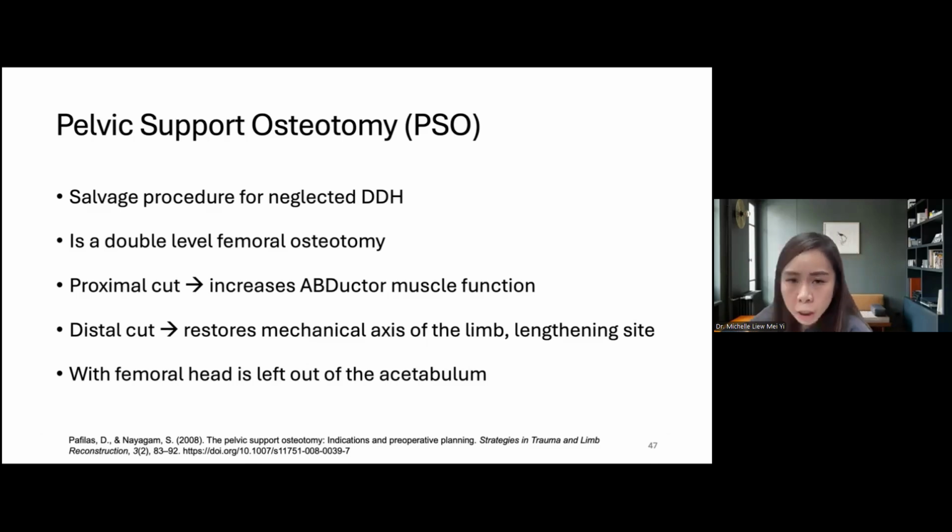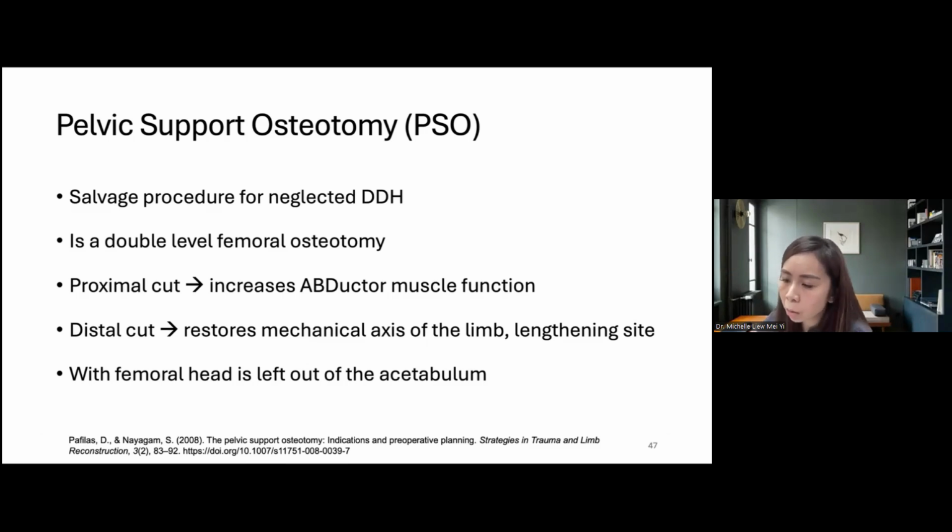So the next type of procedure that we could offer to patients would be a pelvic support osteotomy in cases of neglected DDH. So why neglected DDH again? It normally occurs in patients who were unable or whose parents were unwilling to seek appropriate medical treatment when the patient was younger, despite the patient limping. Sometimes neglected DDH can occur when parents lack sufficient knowledge to actually detect the problem in their children, because DDH often presents as a painless limp as well.